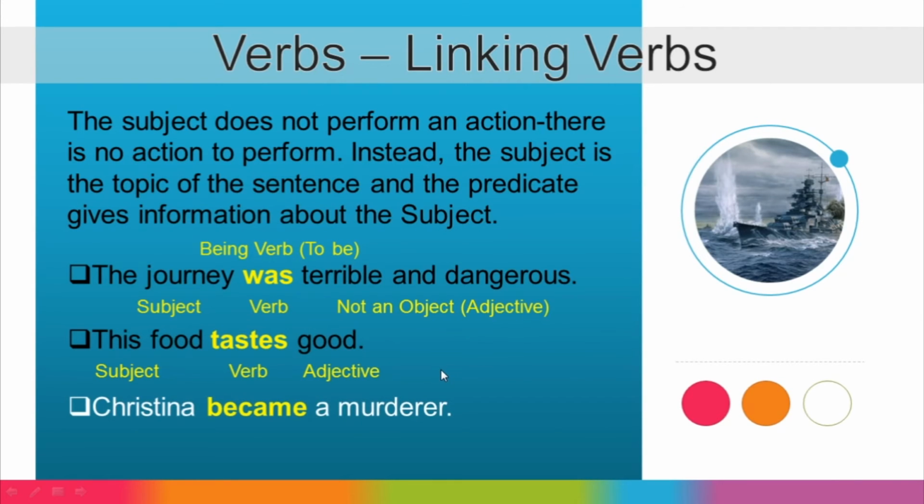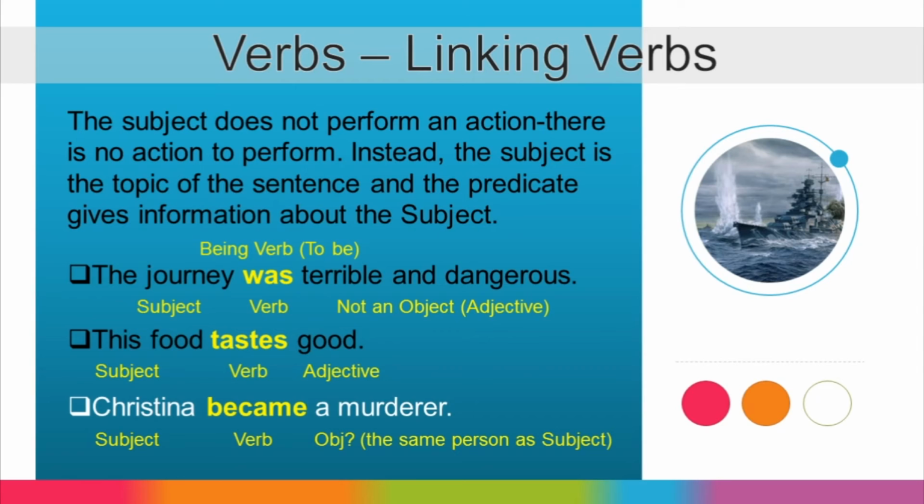Now the last sentence perhaps is a bit different. Christina became a murderer. The last part here is actually a noun. However, we still call this a linking verb. Can this be an object? Not really, because the murderer here is actually Christina. Christina is the subject, became is the verb, and the object here is not really an object because this is the same person as the subject, Christina.